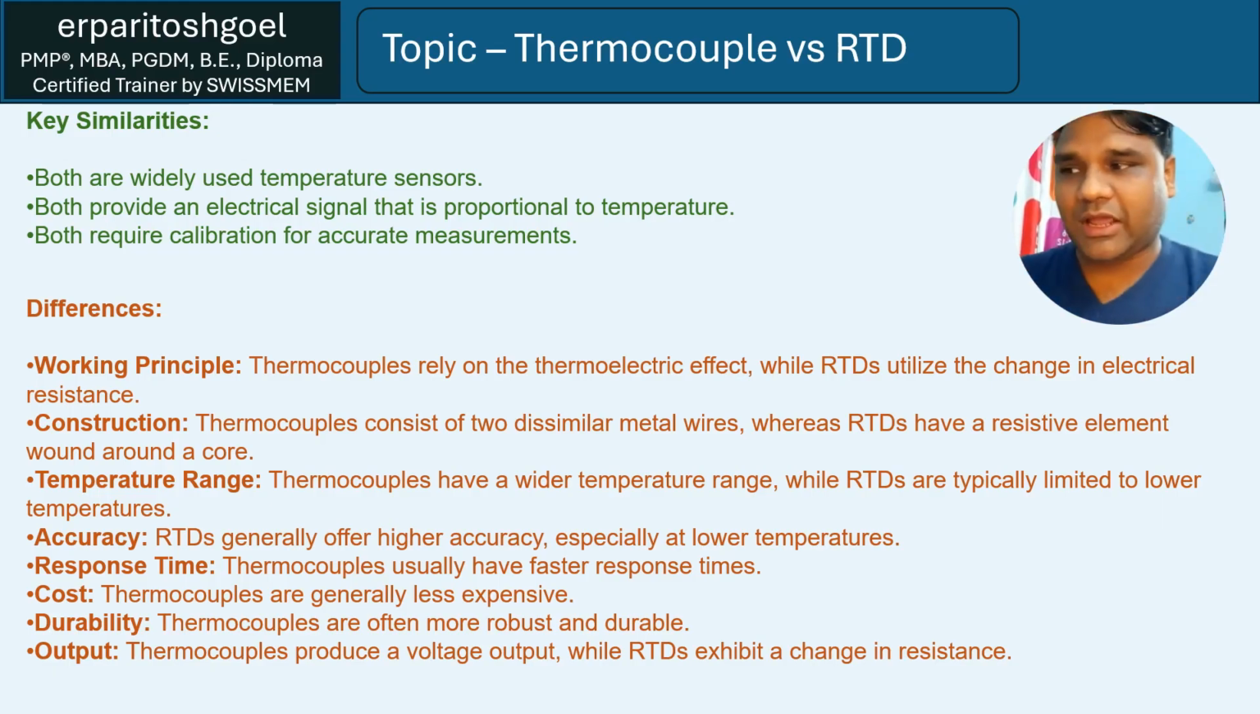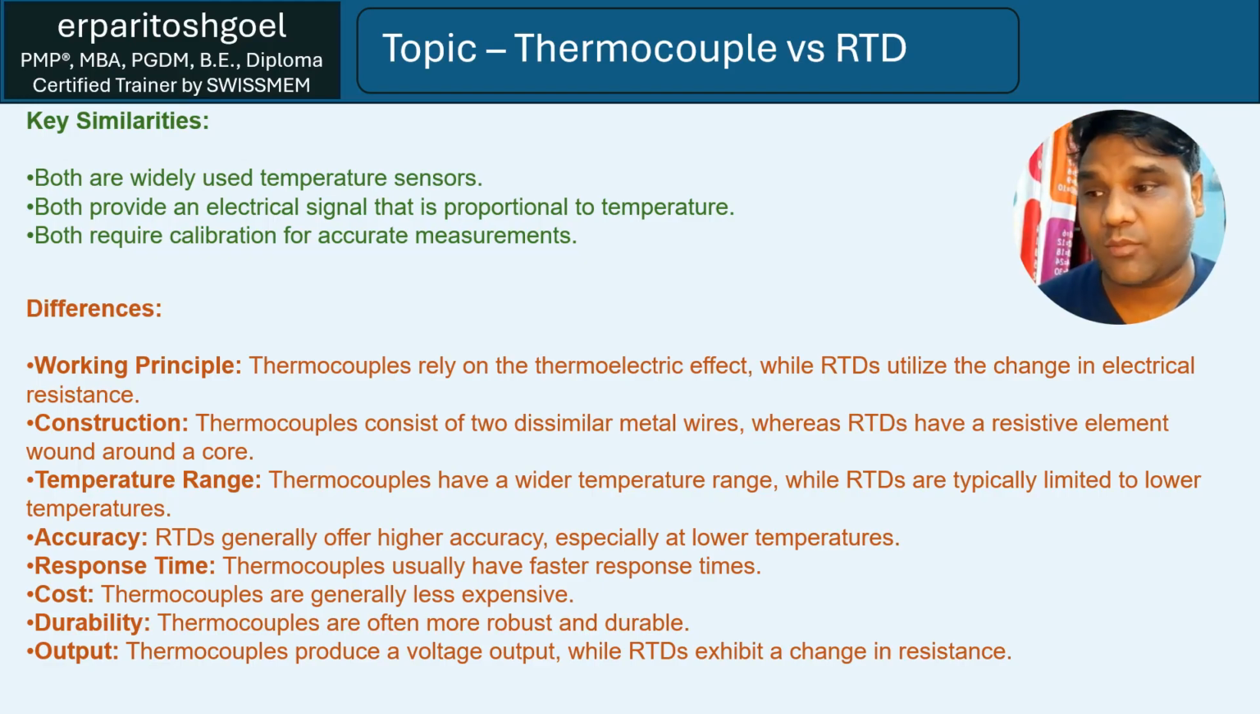So differences are: working principle and construction are different, then temperature ranges are different. RTD, we saw, is from -200 degrees Celsius to 850 degrees Celsius, while thermocouple ranges from some 200 degrees Celsius to 2500 degrees Celsius. Accuracy we have seen is different, response time is different, thermocouples are much faster than the RTDs, and then cost: we saw RTDs are much more expensive, thermocouples are less expensive.